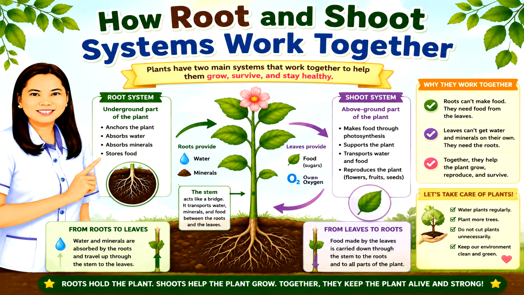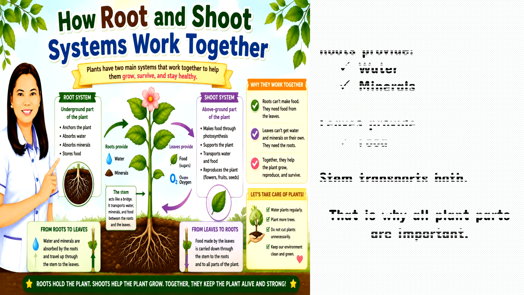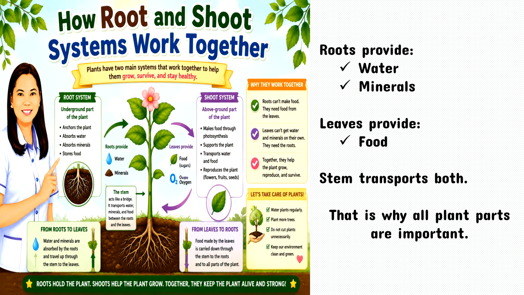How root and shoot systems work together. Plants have two main systems that work together to help them grow, survive, and stay healthy. The roots provide water and minerals. Leaves provide food. Stem transports both. That is why all plant parts are important.